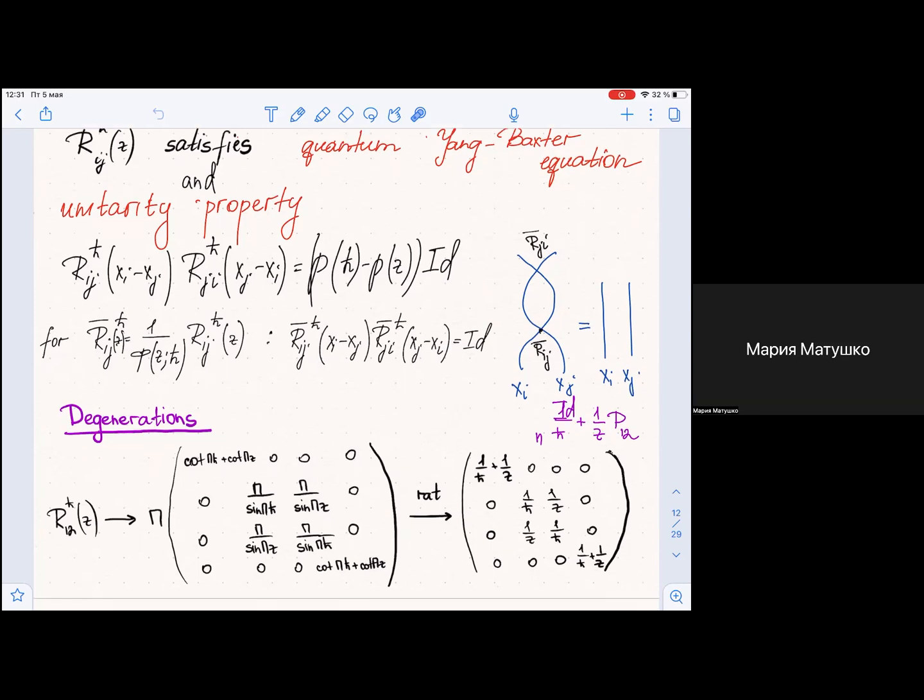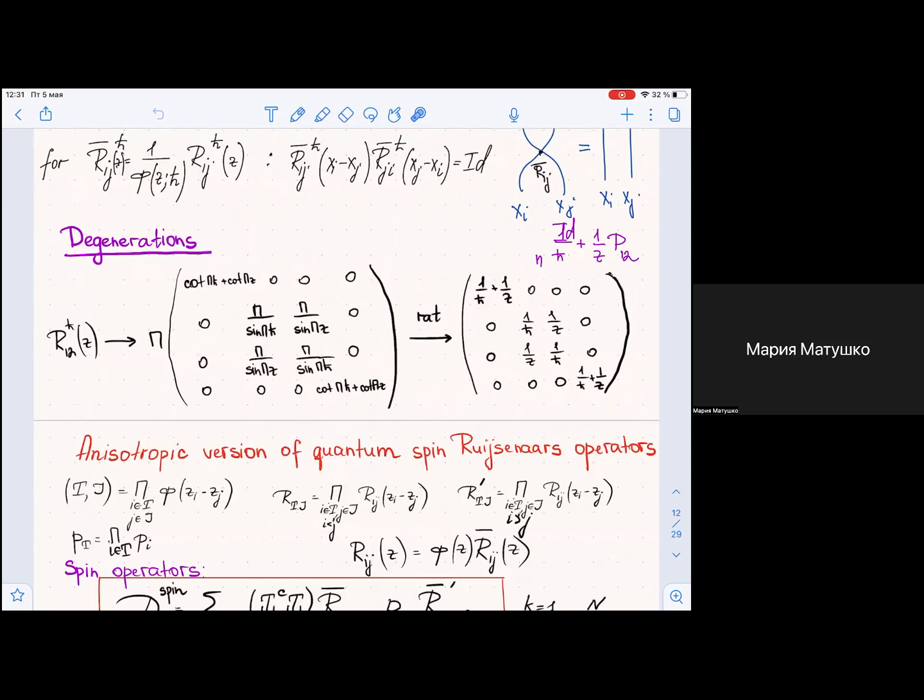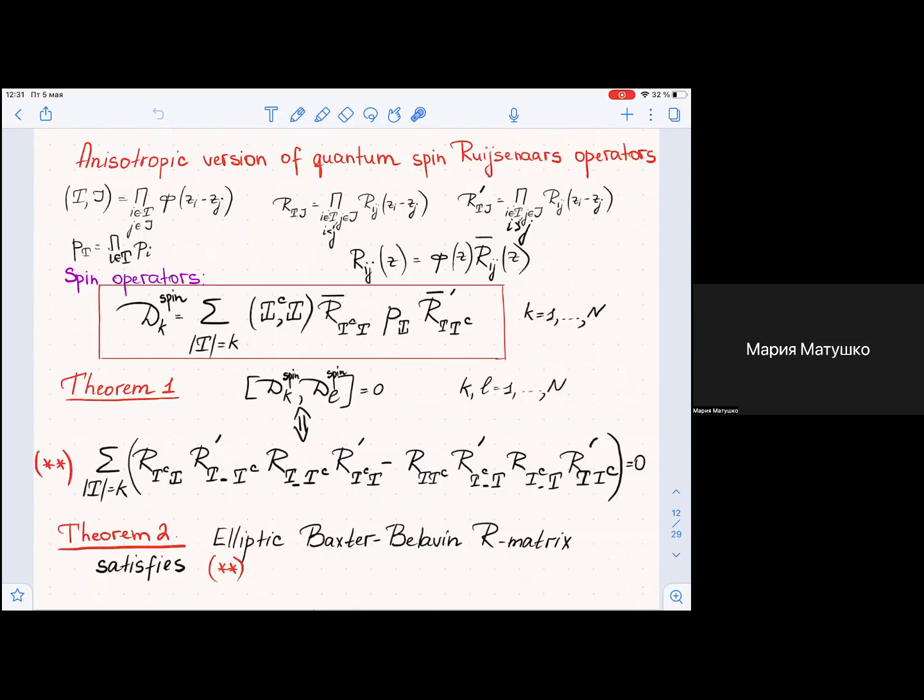Okay, what are the main statements? Firstly, we introduce some spin operators, some matrix valued operators, and what is the definition? So Dk in the spin case, we have the same as in Ruijsenaars. So this factor is some product of phi's. This pi is now... pi is a product with this R-matrix. You have R-matrices.